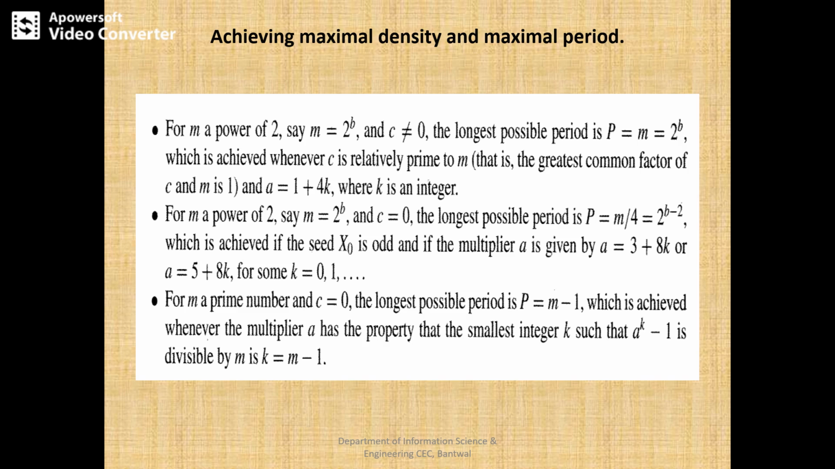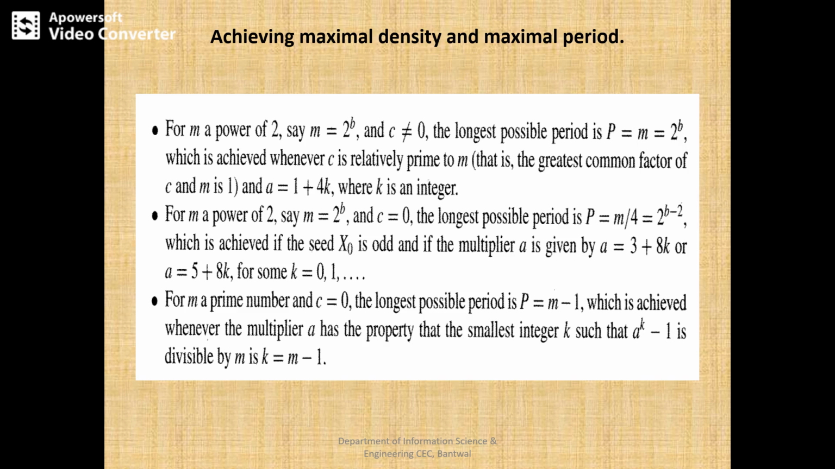The second point: for M a power of 2, say M equal to 2 to the power b, and C equal to 0, the longest possible period P equal to M by 4, which is 2 to the power b minus 2, is achieved if the seed X naught is odd and if the multiplier A is given by A equal to 3 plus 8k or A equal to 5 plus 8k, for k starting with 0, 1, 2 and so on.